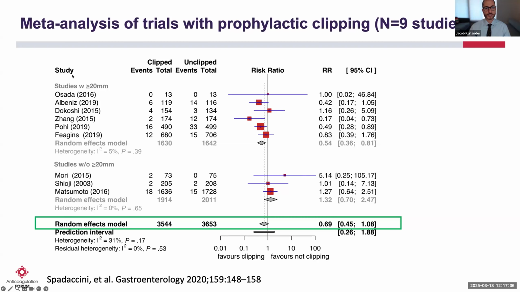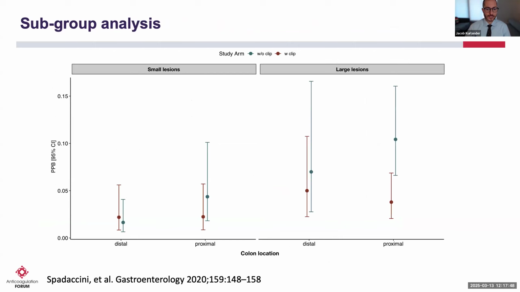But when we looked at the subset of studies with polyps that were greater than 20 millimeters versus those that were less than 20 millimeters, it seems like most of the benefit is actually in those larger polyps. And in this meta-analysis, they actually did a subgroup analysis where they looked at both the polyp size and polyp location. And what they found was that it was really for those larger polyps in the proximal colon where we were getting the most benefit.